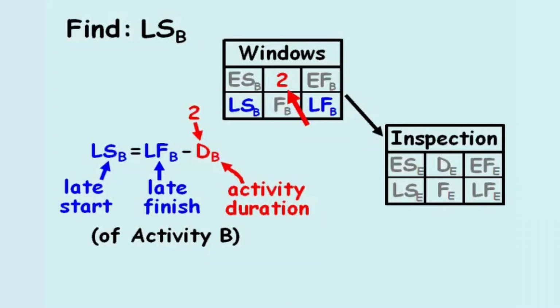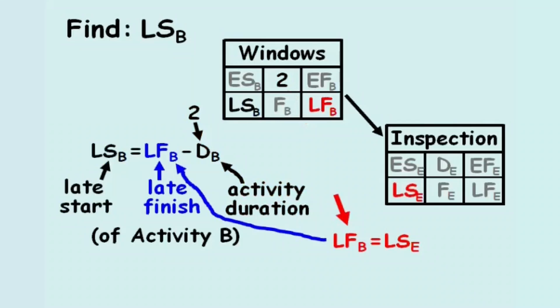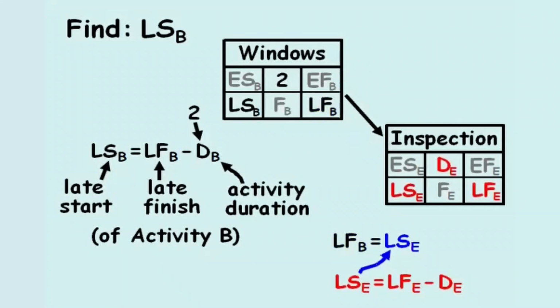The late finish of activity B equals the late start of activity E, because activity E is the only successor of activity B. The late start of activity E equals the late finish of activity E minus the duration of activity E. From the activity table, the duration of activity E equals 1.